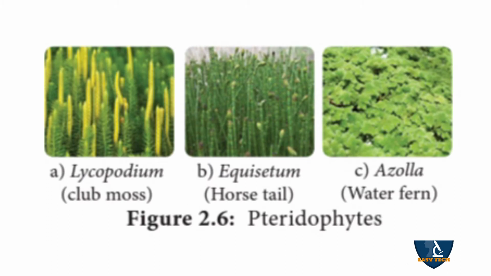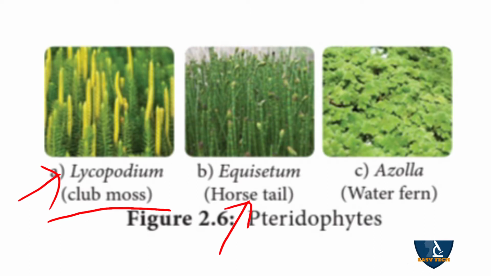So these are some of the examples. Lycopodium is also known as club moss. Lyco, like if you like anything, you put a like, no? Like that, lycopodium. It looks like a club in a cluster. So club moss. And Equisetum is called horsetail.